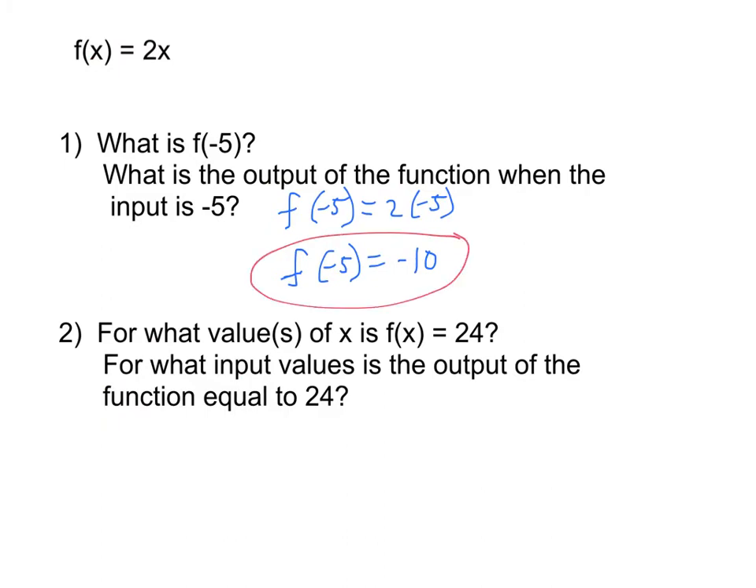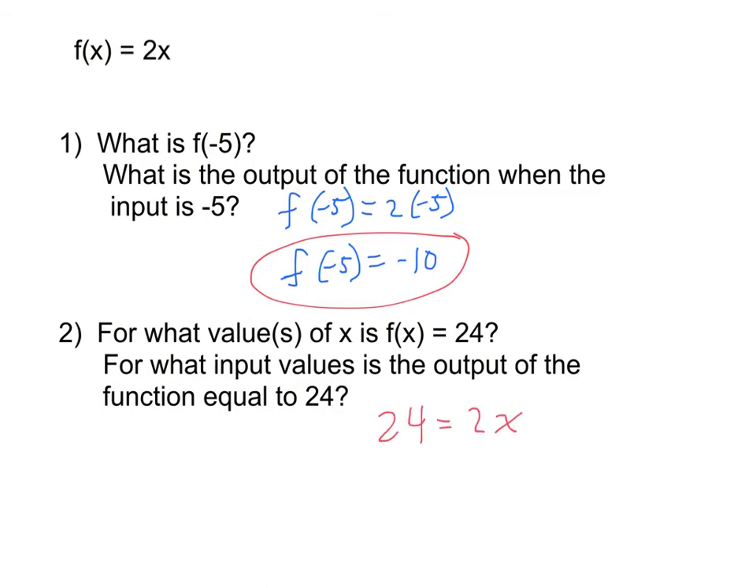Or if I were to say this in a sentence, the output of our function when we have an input of negative 5 is negative 10. Question 2: for what input values is the output of the function going to be 24? Well, we know that our output is always going to be 2 times the input. So if I know that the output has to be 24, that means that 24 has to be equal to 2 times the input.